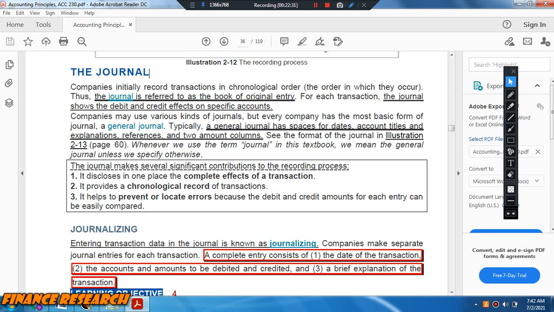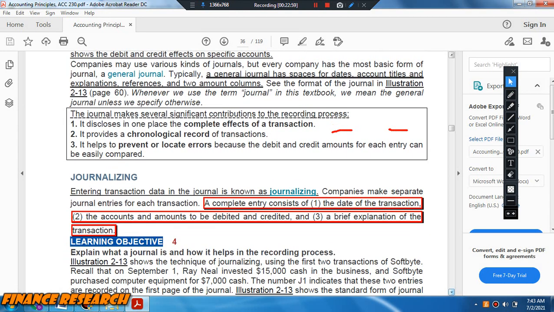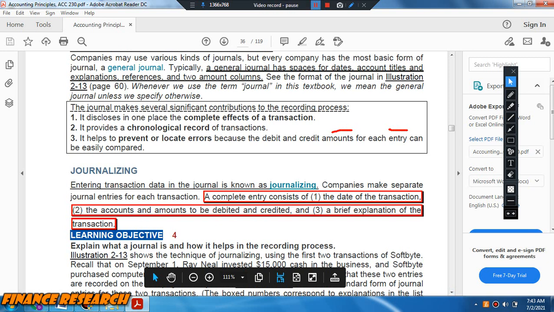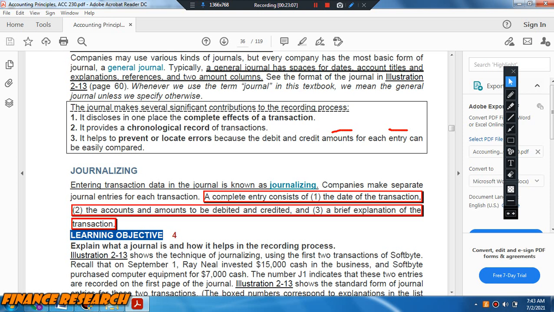The journal shows the debit and credit effects on specific accounts. As mentioned here, the dates, account title meaning particulars, and all the explanation about that. Once we study it, inshallah, we will also let you know how the financial or accounting transactions are recorded in the business. So it is related to journalizing all the entries. It discloses in one place the complete effect of the transaction. It provides a chronological record, as per the day and the date. It helps to prevent or locate errors because the debit and credit amounts for each entry can be easily compared. So we will do it later on.